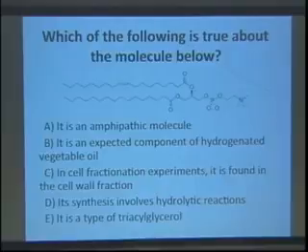And it's also not a type of triacylglycerol, because in triacylglycerol, we would actually have a third fatty acid chain here, not this phosphate head group. So that's that. And I think you all knew that because everybody got it right, so that's terrific.